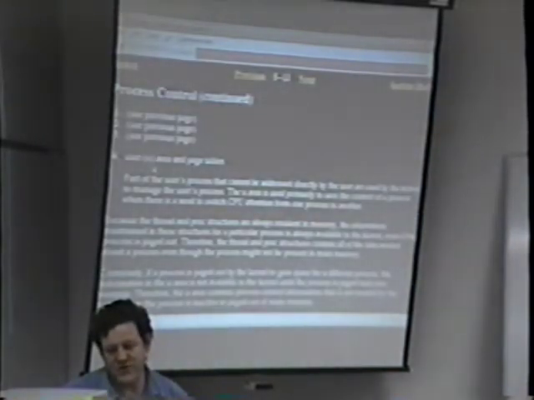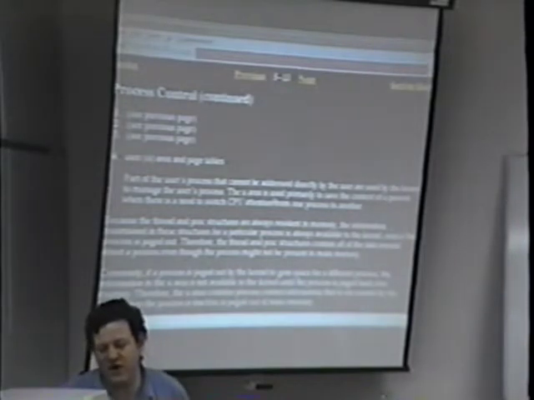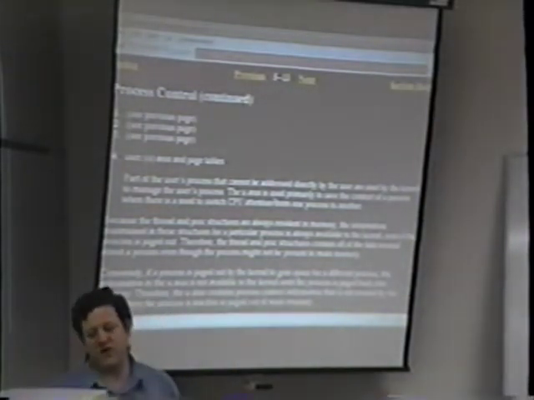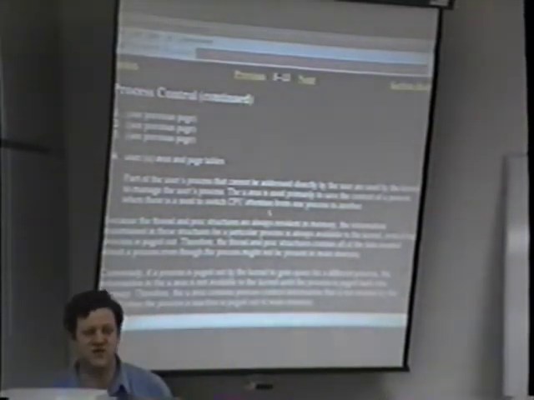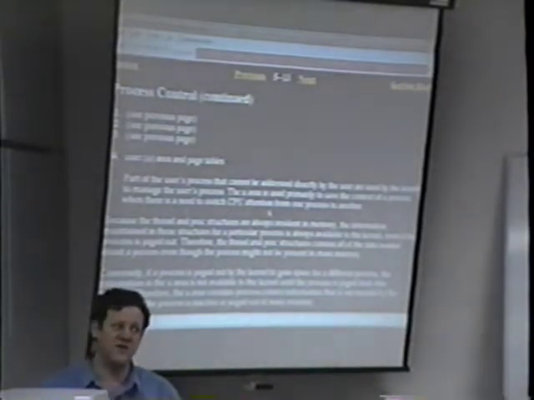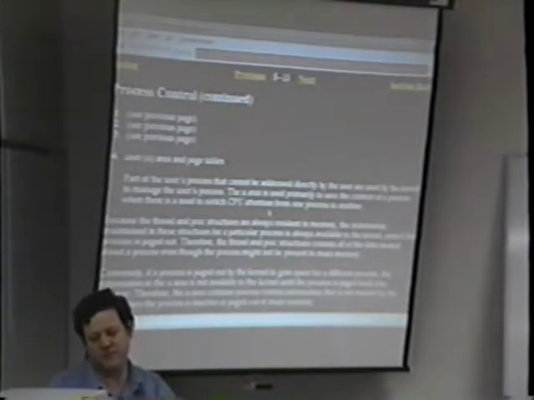And then 4 was the user area and the page tables. Part of the user process can't be directly addressed by the user, and the U area is primarily used to save the context of the process. Okay, when I do a process switch, that's just a CPU switch. I'm taking one process and taking it out of the CPU and letting somebody else use the CPU for that time period.